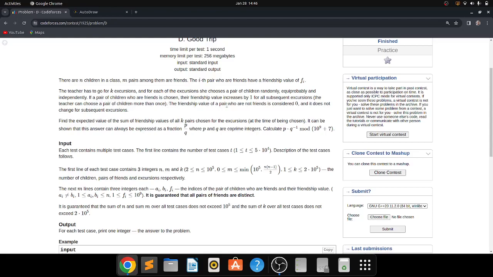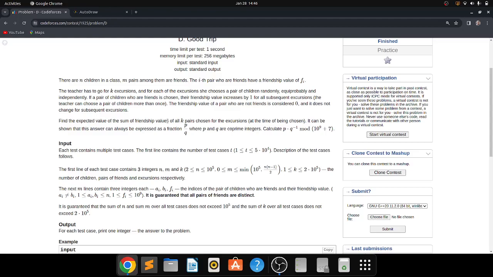The friendship value of a pair who are not friends is considered 0 and it does not change for the subsequent excursions. So find the expected value of the sum of friendship values of all k pairs chosen for the excursions at the time of being chosen. Right, so finally you need to find the expected value of the sum of friendship values for all k pairs you have chosen.